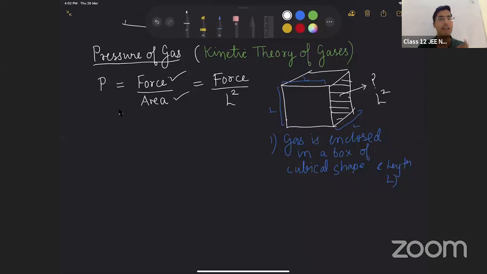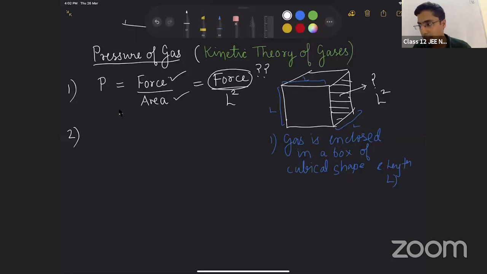So this is step 1. Step 1: write pressure is force upon area, and area is L square, hence pressure is force upon L square. Okay. Now let's come to the second step. To be able to compute pressure, I need to be able to compute force. I don't know what force is, correct? So let's now compute force.